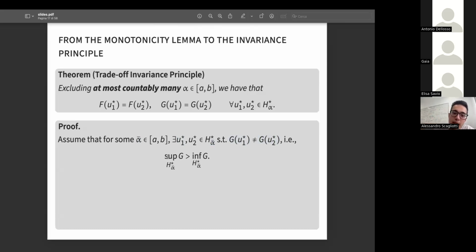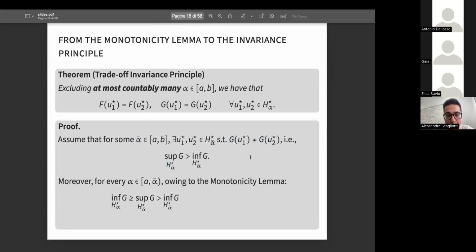Then, since G is non-constant on the set of minimizers, we have that the supremum is strictly bigger than the infimum. Okay, but now what happens? Now let's take any alpha running from A, which was the extreme from which we know that there exists a minimizer, to alpha bar, alpha bar excluded.